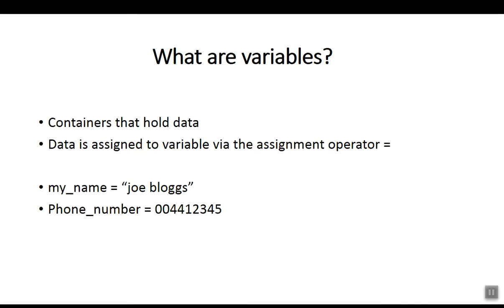So in this example, we have a variable called my_name. We assign it the string Joe Blogs. Now we'll cover strings and data types in the next video, but all you need to know now is strings are contained within quotes, either single quotes or double quotes. In this example, the variable phone number is assigned integers, which is numbers basically, it's a phone number.